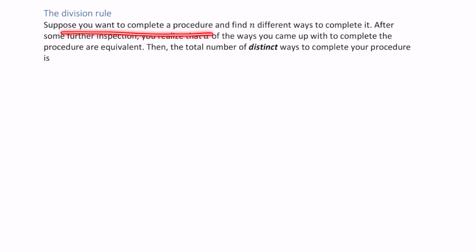Suppose you want to complete a procedure and find n different ways to complete it. Then after some further inspection, you realize that d of the ways you came up with to complete the procedure are equivalent. So you thought you had n distinct ways to do it, but you really didn't, because d of the ways are equivalent. Then the total number of distinct ways to complete your procedure is n over d. And that's just what we did in the previous example, where we had 7 factorial over 7 to get 6 factorial ways to arrange the 7 people at a round table.